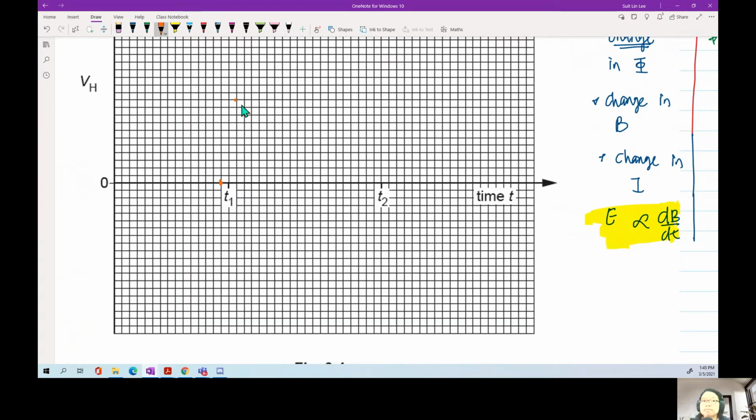Is there a current? Yes, there'll be a current. All the way here there is current until half a box before T2. And then the current will drop to 0 within half a box. So we're going to join here, 1 box before T2.